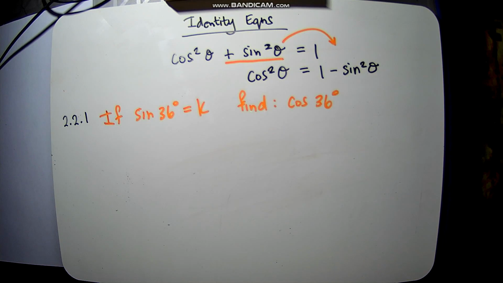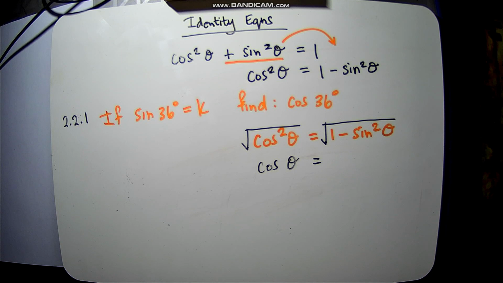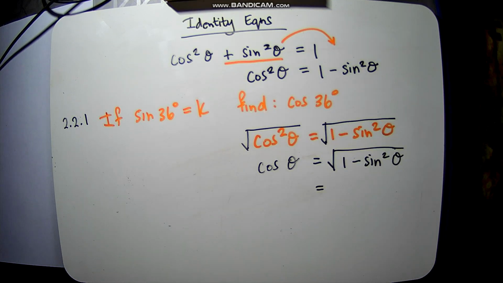Because the question says cos 36, we will have to make cos theta subject of the formula. So we want cos theta as the subject of the formula. What will you do to both these sides in order to be left with cos theta? How about square rooting both sides? If both sides are square rooted, we will be left with cos theta on the left hand side. In the question, it was given that sine 36 is equal to k.